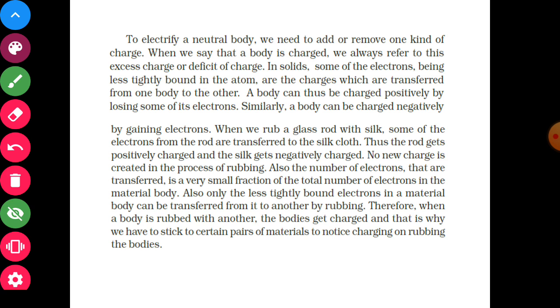Therefore, when a body is rubbed with another, the bodies get charged, and that is why we have to stick to certain pairs of materials to notice charging on rubbing the body. So these two pairs of bodies which we have taken: glass rod with silk, glass becomes positive, silk becomes negative. Plastic rod with cat's fur, plastic rod becomes negative, cat's fur becomes positive.